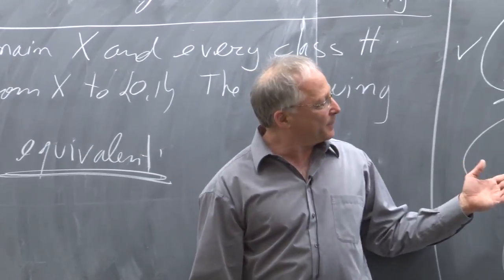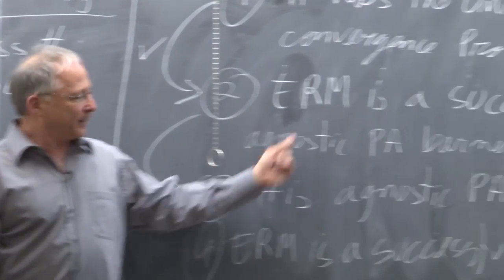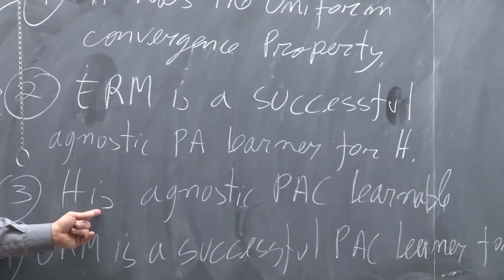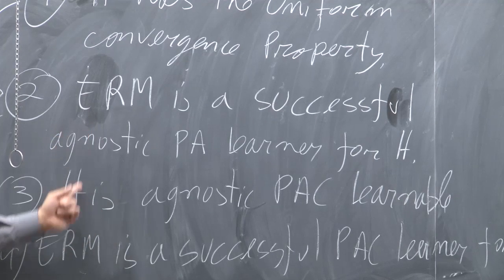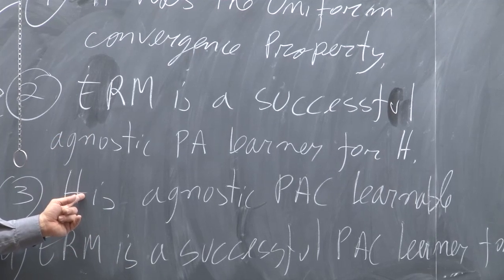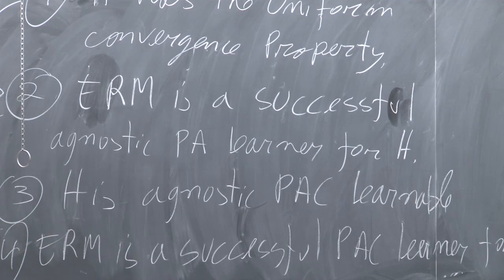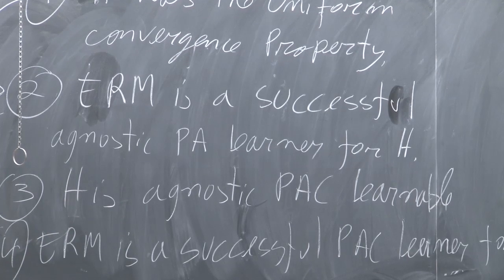Why is it trivial? Because learnable means there exists a successful learning algorithm. If ERM is successful, then of course there exists a successful learning algorithm. So it's really trivial. Okay, how do I go from 3 to 4?